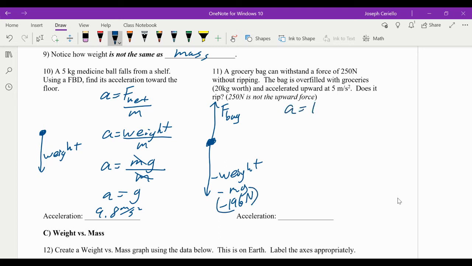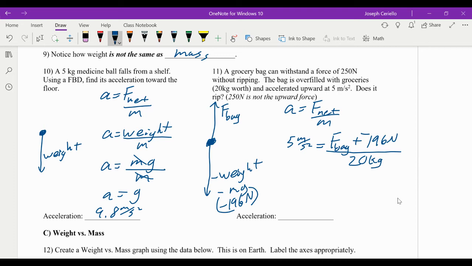So I'm going to do a equals F net over m. A is 5. F net, I just go to my free body diagram and write each of the forces. So I have the force of the bag, that's positive, plus, now you're not going to write all three of these weights down here. You're just going to write one of them. So I'm going to write negative 196 newtons. All right, and then my mass is 20 kilograms.